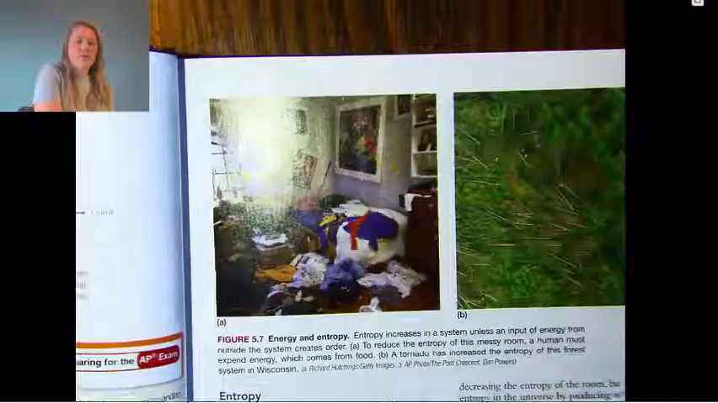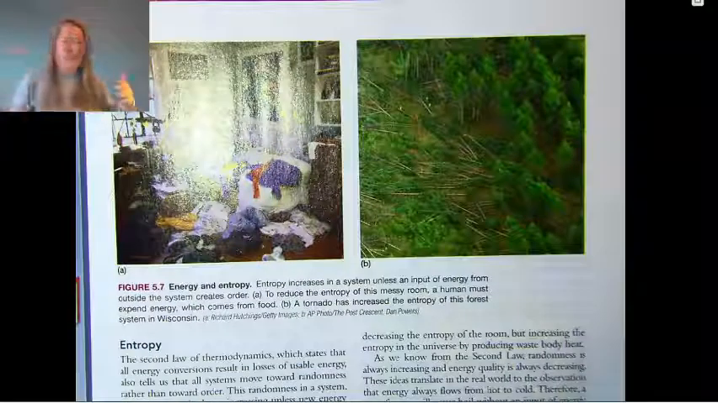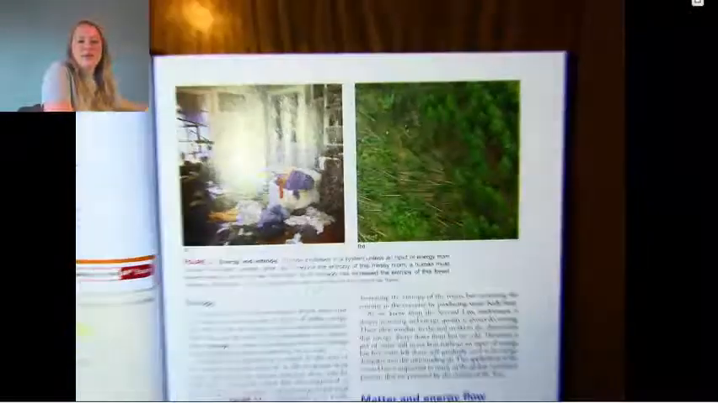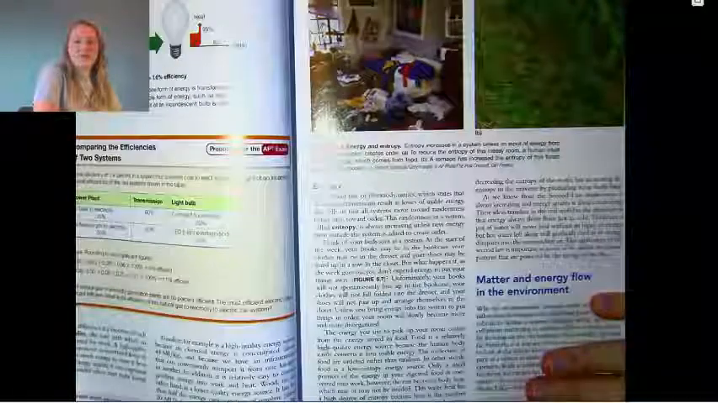All right, briefly about entropy, which again, this should be a review from past science classes. Zoom out a bit, try to get rid of that glare.